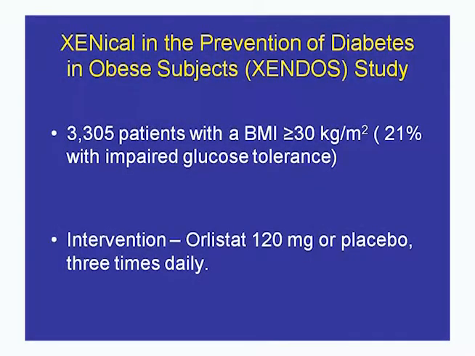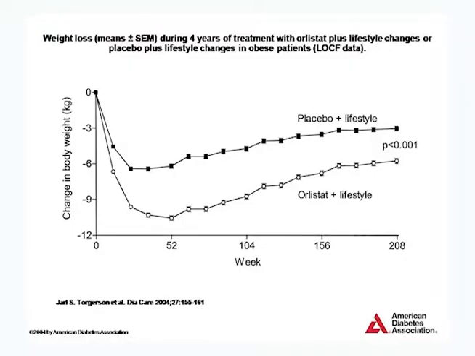The XENical study is another one, XENDOS. This one wasn't specifically for impaired glucose tolerance. This was really a study looking at the use of orlistat in people who have obesity. But when they did a subgroup analysis, they looked at a group of people who had impaired glucose tolerance and a group of people who had normal glucose to see what the effect of the treatment was on their diabetes risk. So here is the slide.